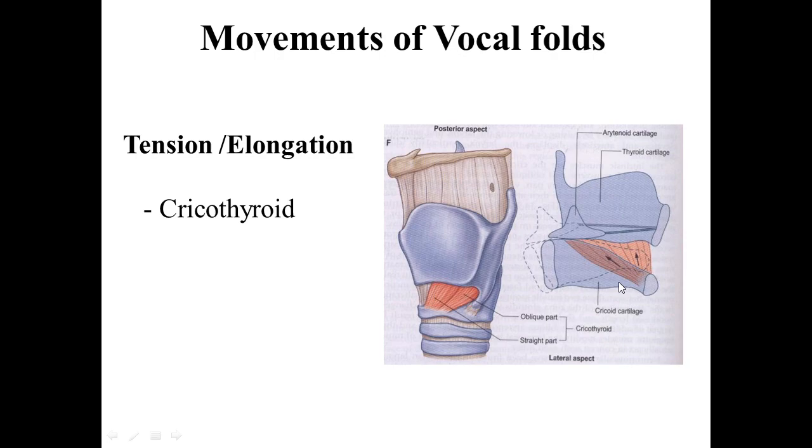Now, the third action of the vocal fold is tension or elongation, and this is caused by the cricothyroid muscle. This muscle is the cricothyroid muscle, and contraction of this muscle increases the distance between the thyroid angle and the arytenoid cartilage, and therefore the length of the vocal ligament increases and there is tension in the vocal folds.